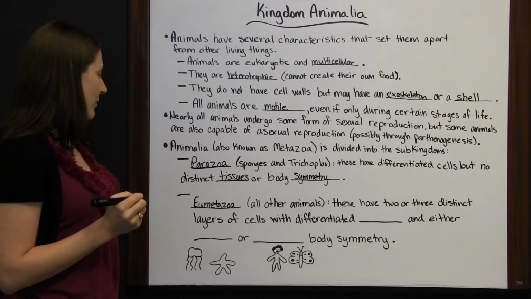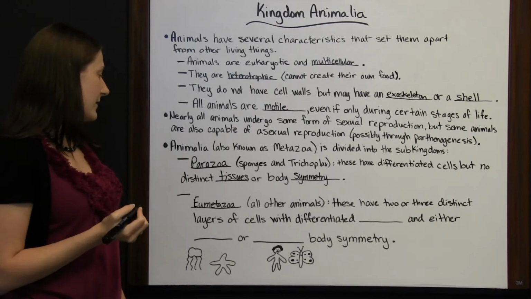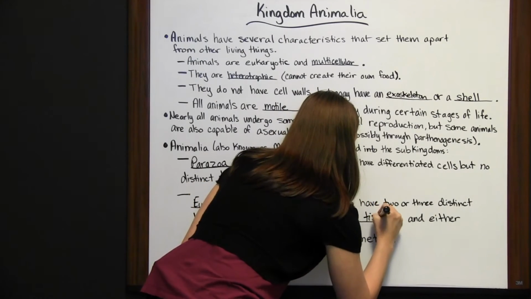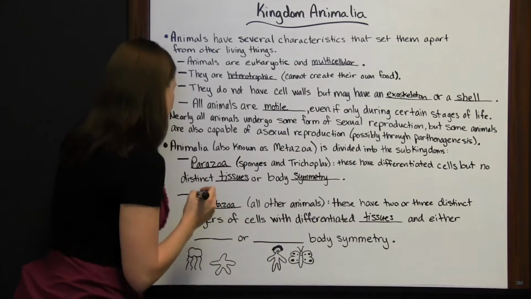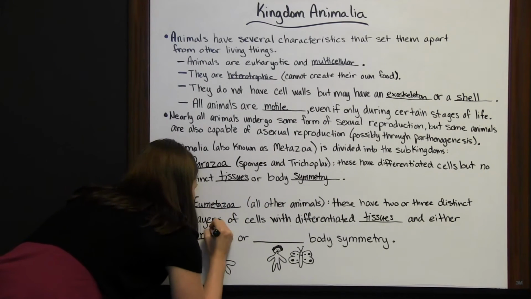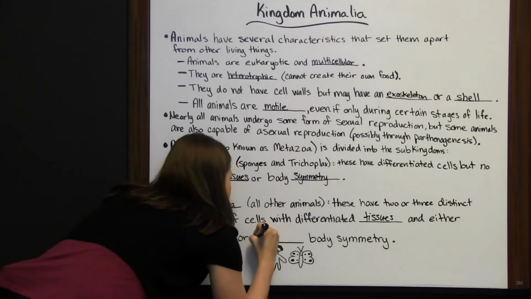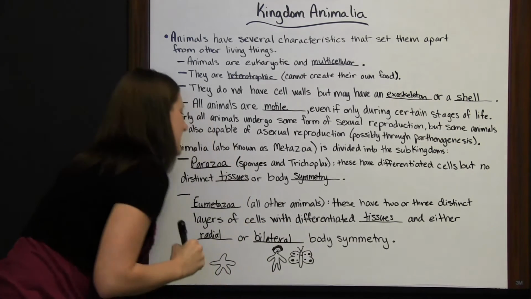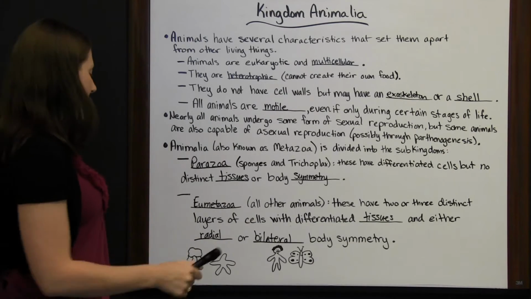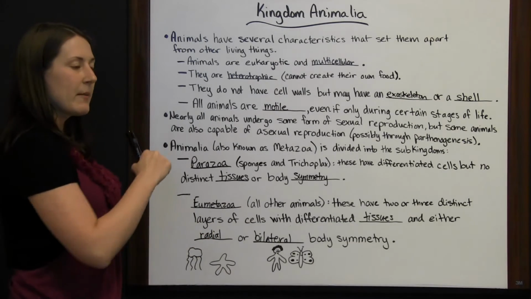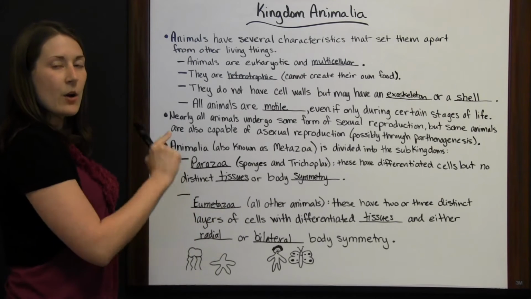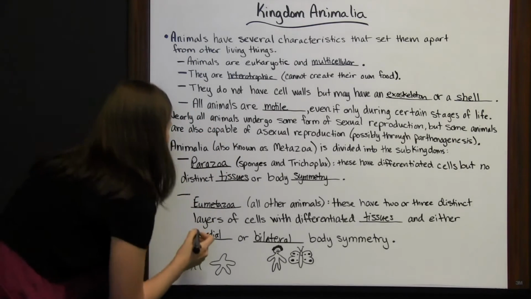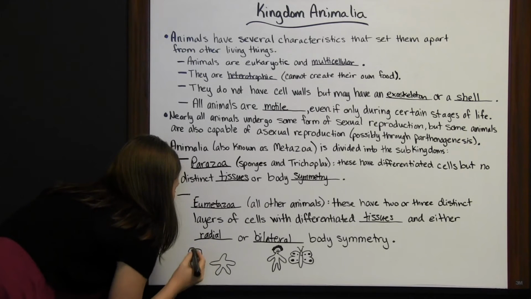And these have 2 or 3 distinct layers of cells with differentiated tissues and either radial or bilateral symmetry. And what that means is that you can divide them a certain way. If they have radial symmetry, you would be able to divide them any way going in a circle, and the halves would match up. So a jellyfish would be an example of that.